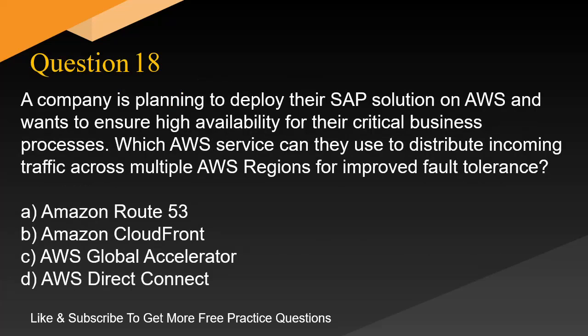Question 18. A company is planning to deploy their SAP solution on AWS and wants to ensure high availability for their critical business processes. Which AWS service can they use to distribute incoming traffic across multiple AWS regions for improved fault tolerance? A. Amazon Route 53. B. Amazon CloudFront. C. AWS Global Accelerator. D. AWS Direct Connect.